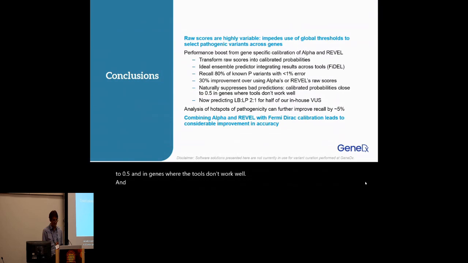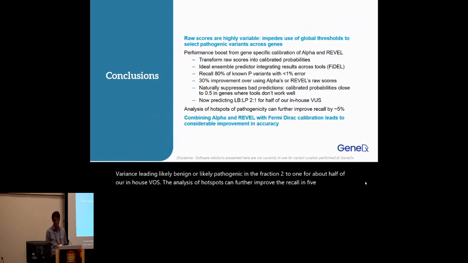And we can now predict variants leaning likely benign or likely pathogenic in the fraction 2 to 1 for about half of our in-house VUSs. The analysis of hotspots can further improve the recall. 5% maybe doesn't appear like much, but it can really help in the curation of difficult domains. Thank you very much.